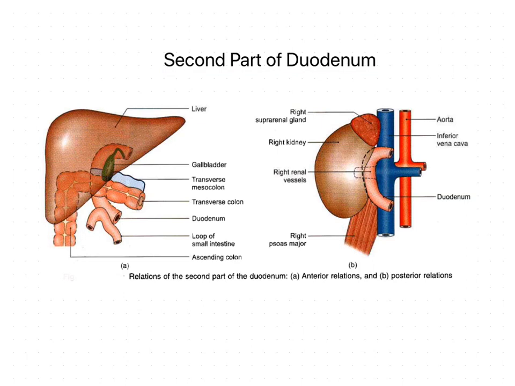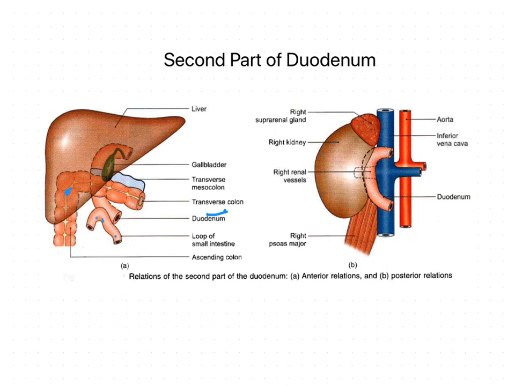Now what are the relations? Anteriorly it is crossed by the transverse colon and also the transverse mesocolon, and the part above the colon is overlapped by the liver. The part below the colon is overlapped by the coils of jejunum. Coils of jejunum are also related to the descending part.